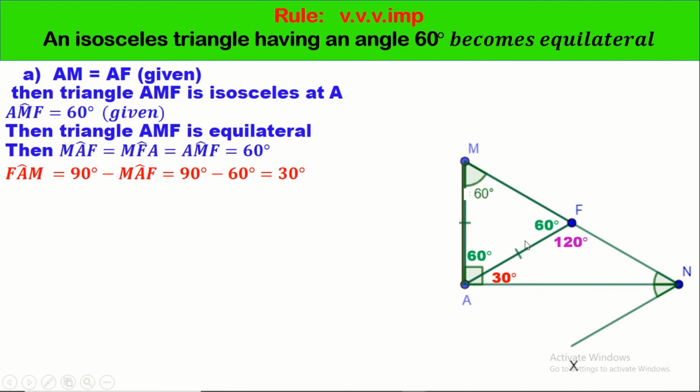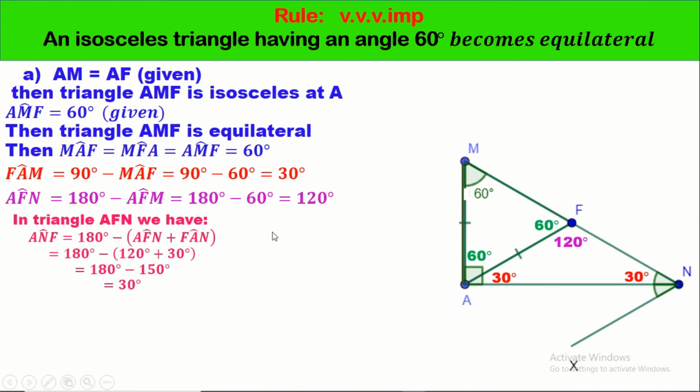Since we have a straight line that forms a straight angle of 180 degrees, we can say that the angle AFN is equal to 180 degrees minus the angle MFA, which is 60 degrees, so it's 120 degrees. Well, also we have a triangle FAN. Can't we say that the sum of angles in a triangle is 180 degrees? Now what remains for the third angle? Isn't it 30 degrees? We can just write it. So it's 180 degrees minus the angles AFN and FAN, so it gives us 180 degrees minus 150 degrees, so it's 30 degrees.